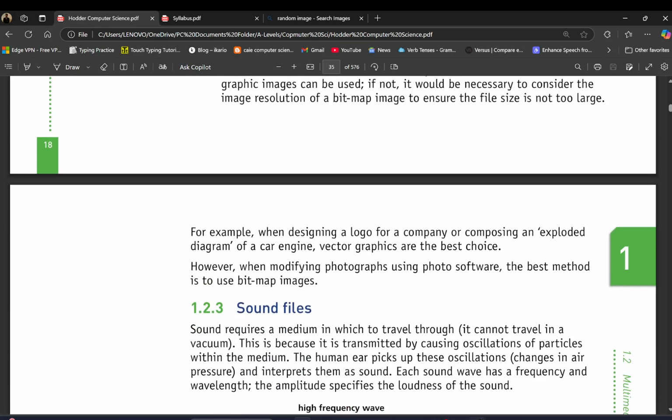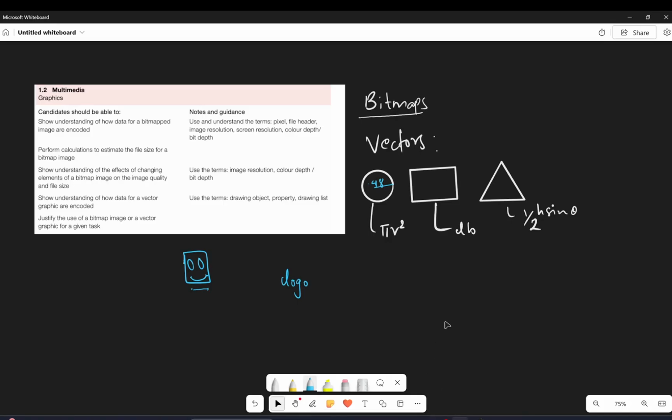So this is about the graphics section. I think we've covered most of the content of the syllabus.